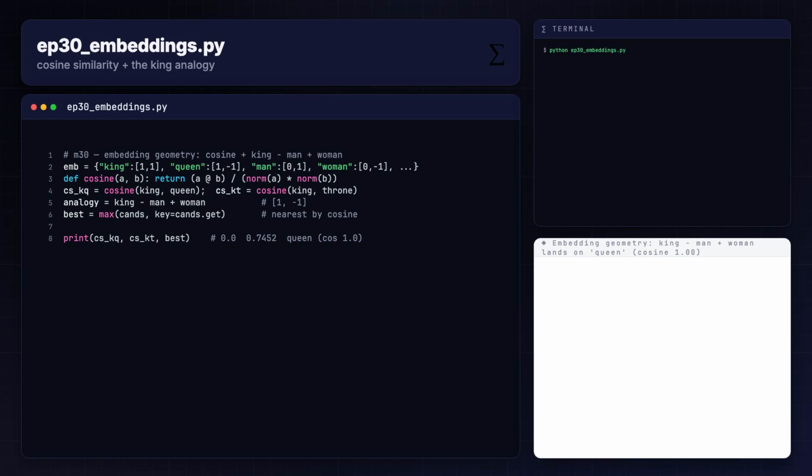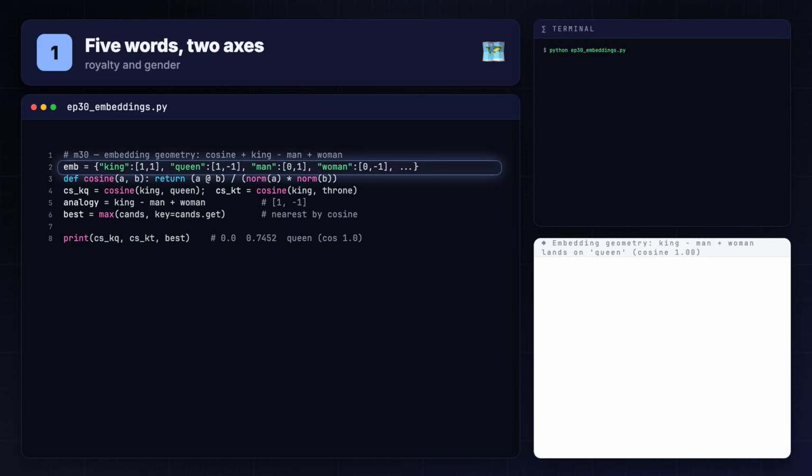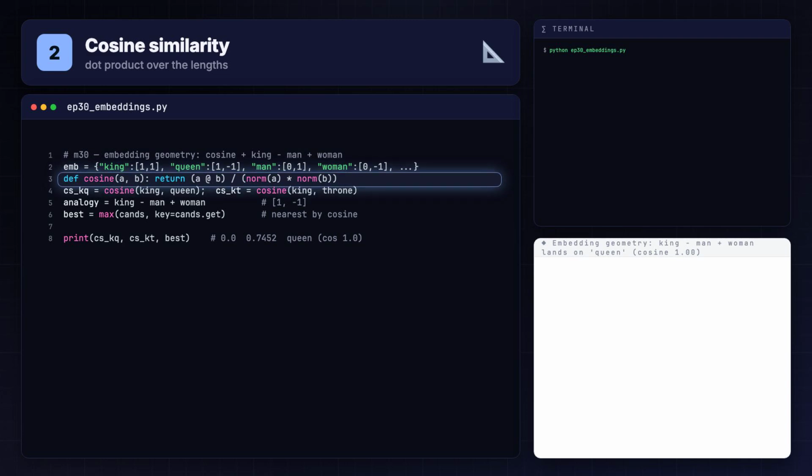Here's the whole thing in one file. We'll build tiny two-dimensional embeddings on axes for royalty and gender, measure cosine similarities, and solve the king analogy by arithmetic. We seed and lay out 5 words as points on two interpretable axes, royalty and gender. We define cosine similarity, dot product over the product of lengths.